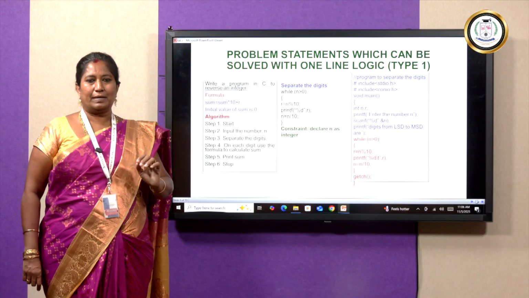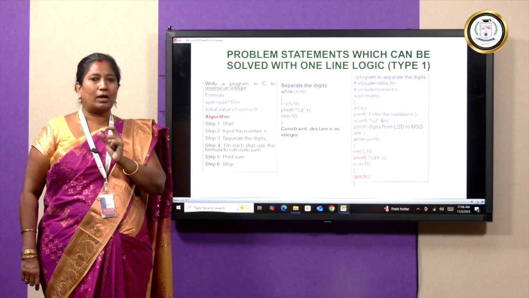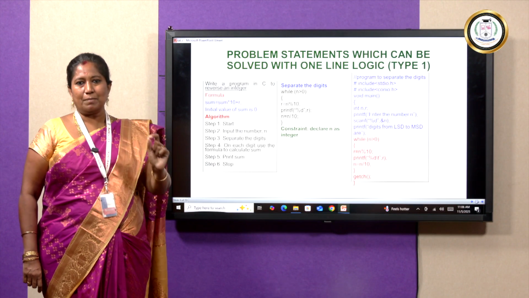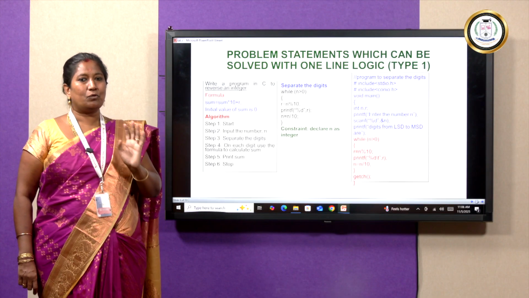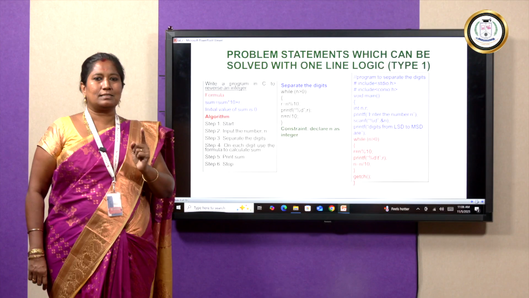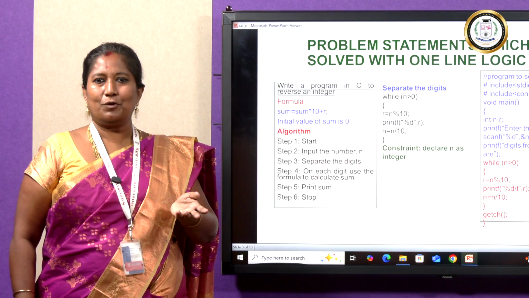So irrespective of the number, we have to divide the number by 10 and collect only the remainder. So in 567, if you divide it by 10, see, we are not interested in the quotient. We are interested only in the remainder. When you divide 567 by 10, what is the remainder you will get? 7. So 1/3 of your problem is solved.